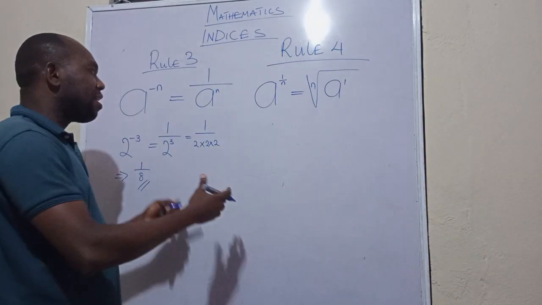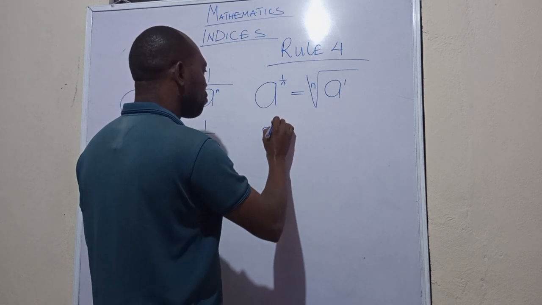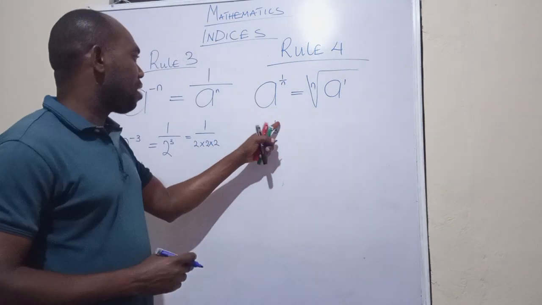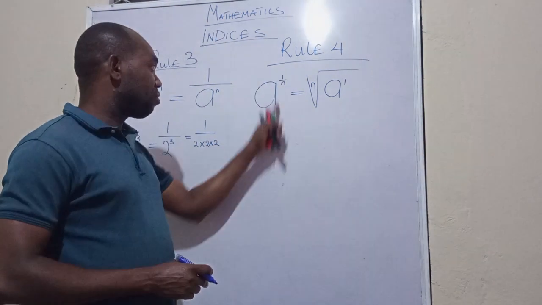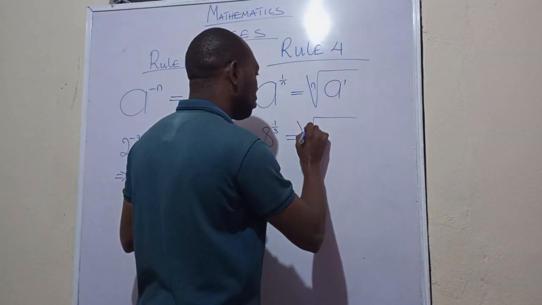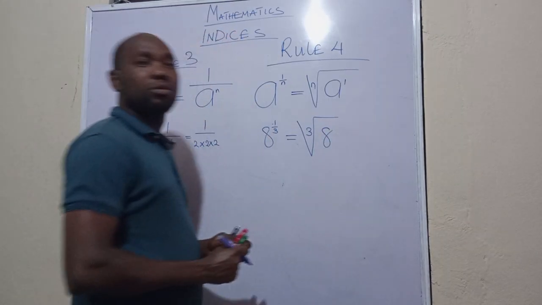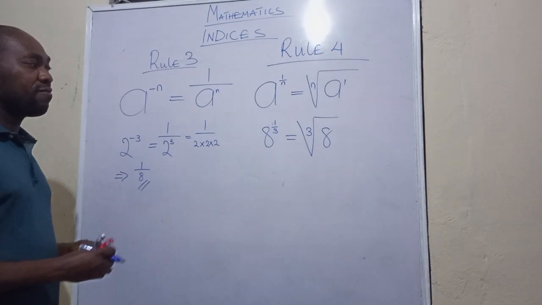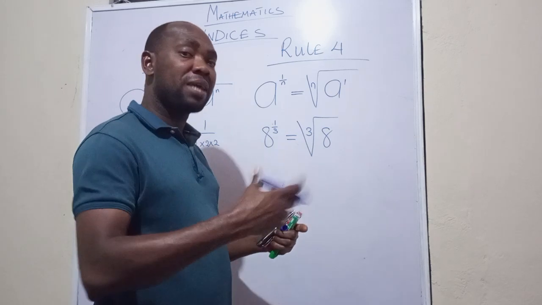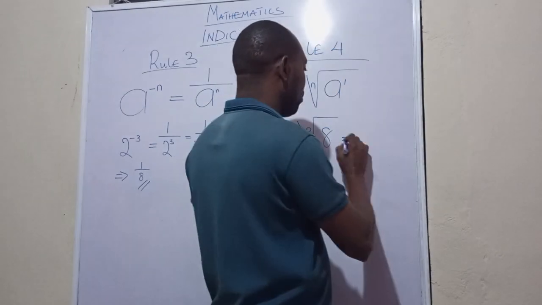So if we have a value like this, 8 raised to the power of 1 over 3, 8 represents a, and 1 still represents 1, and 3 represents n. So it will now be the n root, and the n is what? 3 of 8. This is what will happen. And we are going to look for a value. The 3rd root of 8 simply means the value that when it multiplies itself 3 times, it will give us 8. And that value is what? 2.